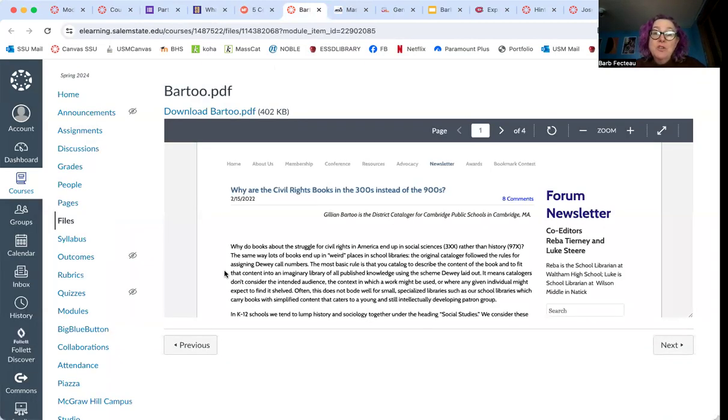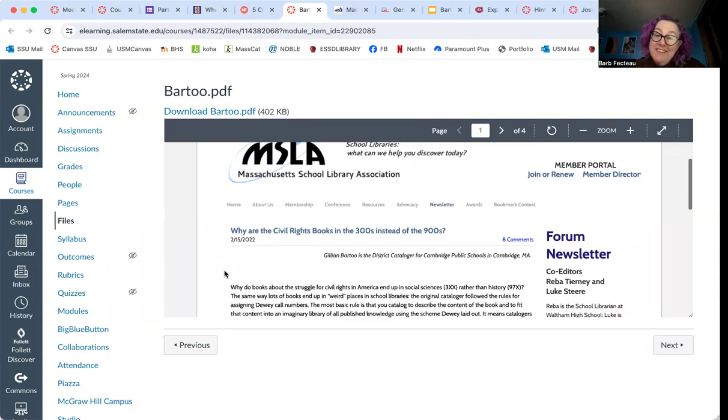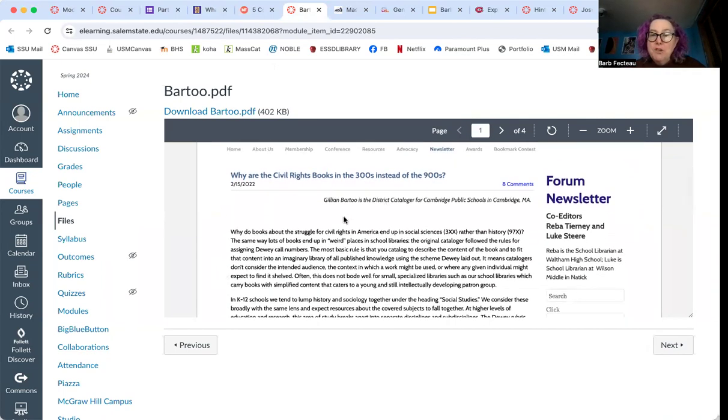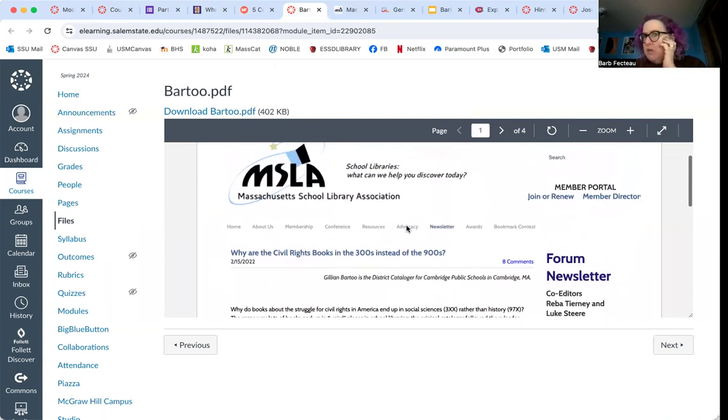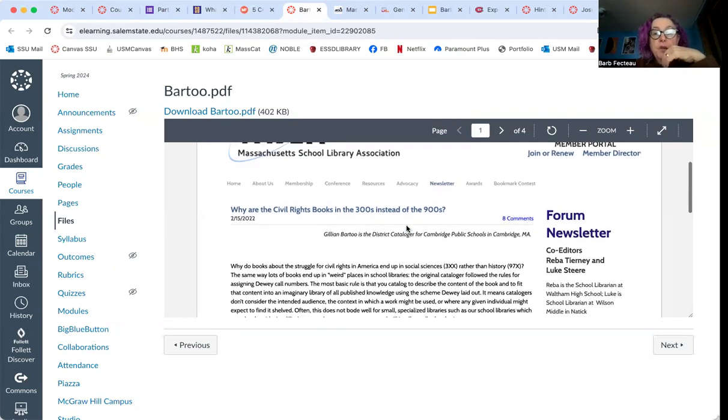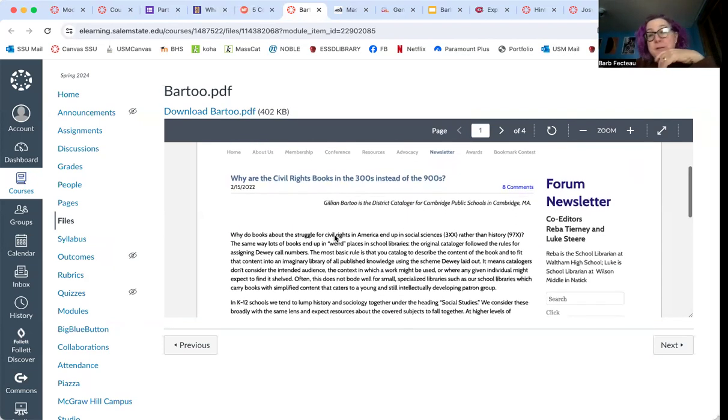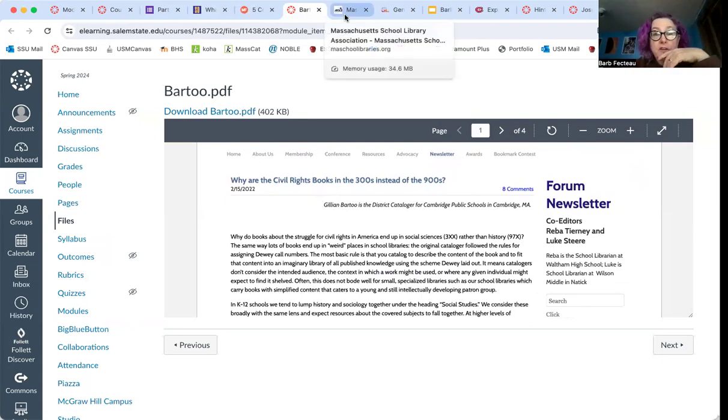Then we go to the MSLA, what is it called? The forum. And Jillian Bartu, she's the Cambridge Public Schools cataloger. I don't know if Boston has one, but Cambridge does have a cataloger. It's very rare for schools. Usually, it's copy cataloging. But she's fantastic. She's so interesting. And she's written, I want to say, four or five really cool articles. So if you're a member of MSLA, which I believe you should be, because I think it's free or like $1 for students, go in there and read Jillian Bartu. She's terrific. And feel free to look at her other articles too.